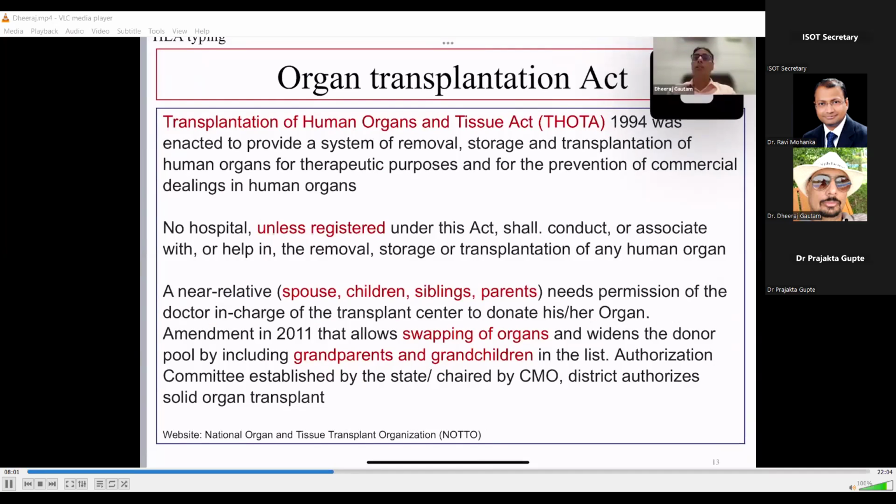No hospital, unless registered under this act, shall conduct, be associated with, or help in the removal, storage, and transplantation of any human organ. For a near relative, spouse, children, siblings, or parents, permission of the doctor in charge of the transplant center is needed to donate his or her organ. But the criteria were very restricted initially, so they extended them, and there was an amendment in 2011 that allows swapping of organs and widened the donor pool by including grandparents and grandchildren. An authorization committee is established by the state, chaired by the CMO, and the district authorizes solid organ transplant.